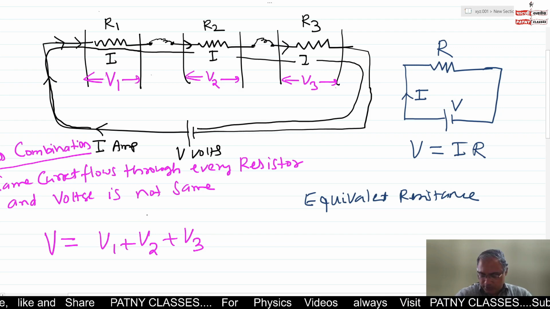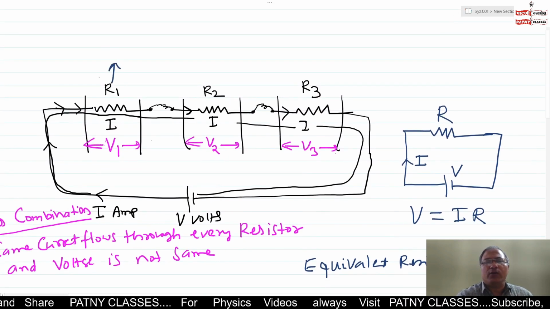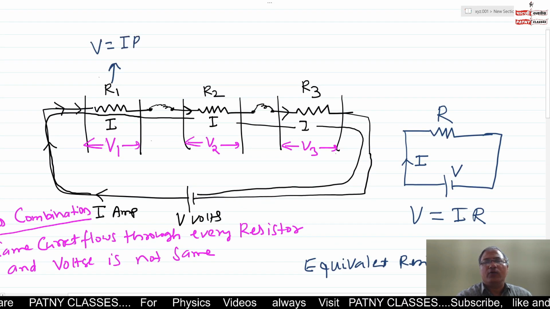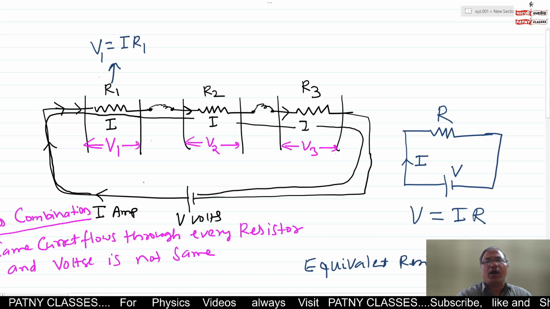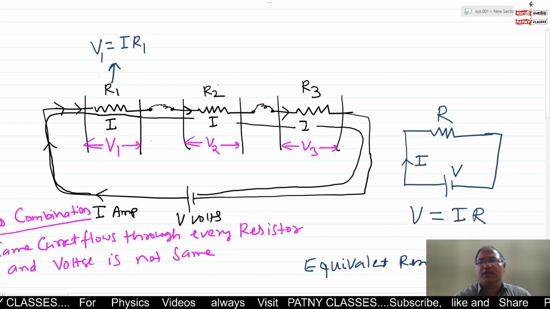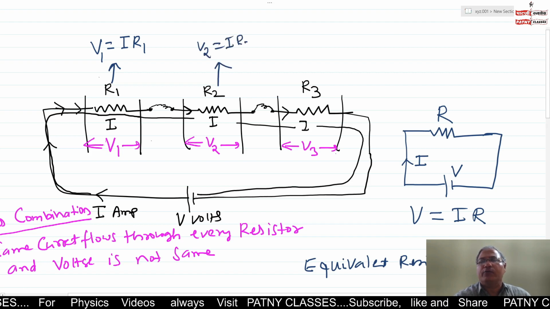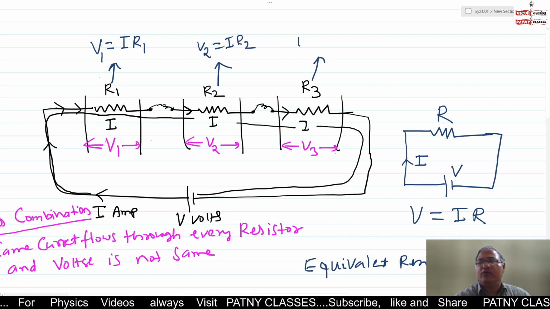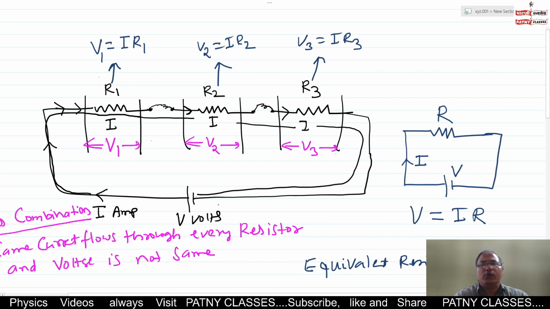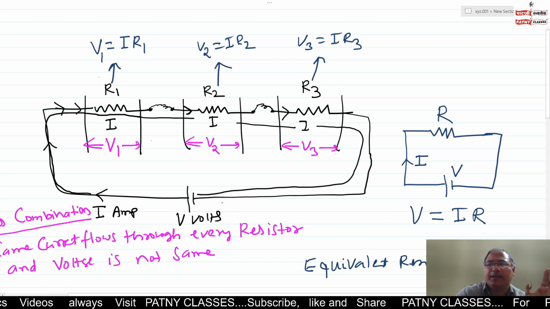And how to calculate V1 now? V1 can be calculated by Ohm's law. V1 equals I into R1, because voltage equals current into resistance. Similarly, how to calculate V2? V2 equals I into R2. And after that, V3 equals I into R3. So we got here V1 equals IR1, V2 equals IR2 and V3 equals IR3.